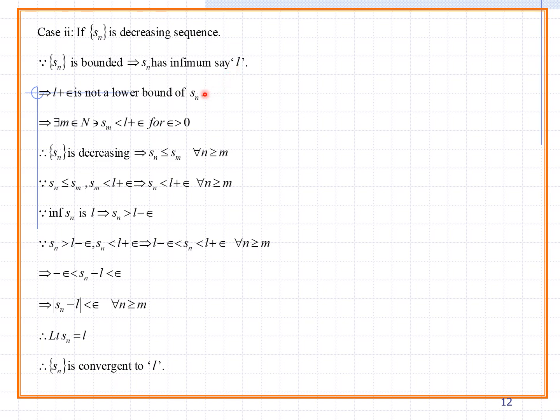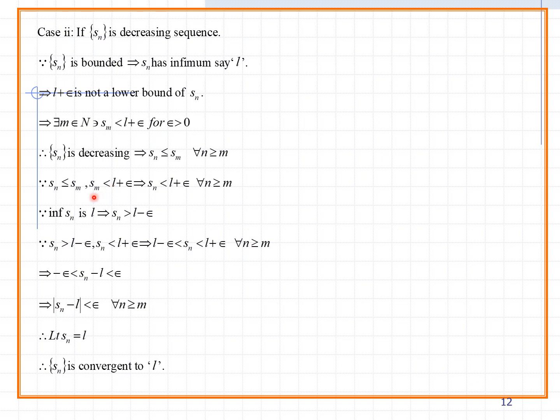But once you add epsilon, it is automatically not a lower bound, because the value has increased. L plus epsilon is not a lower bound of Sn. There exists m belonging to N such that Sm is less than L plus epsilon, for epsilon greater than 0. Since Sn is decreasing, Sn is less than or equal to Sm. Comparing to n, the Sm value should be more.